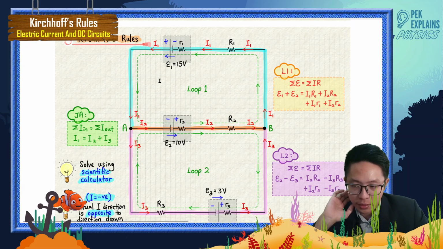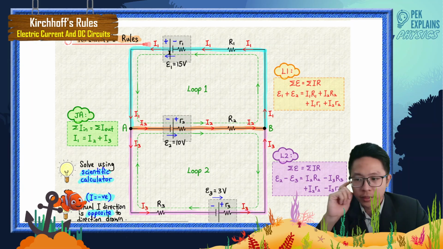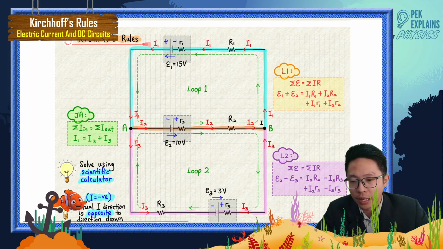Basically, when you label the current, you see, the blue one is all current I1. You see that? Current I1. This I1, where does it come from? I want to ask you one simple question. This current I1, where does it come from? Does it come from battery E1? Does battery E1 produce current I1?